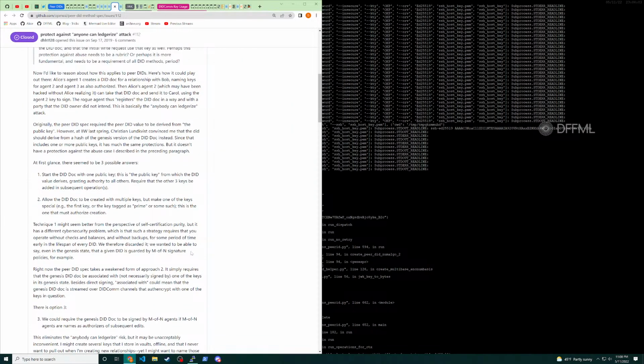Now I'd like to reason about how this applies to pure DIDs. Here's how it could play out. Alice's Agent 1 creates a DID doc for a relationship with Bob, naming keys for Agent 2 and Agent 3 as also authorized. Then Alice's Agent 2, which may have been hacked without Alice realizing it, oh no, can take that DID doc and send it to Carol using the Agent 2 key to sign.